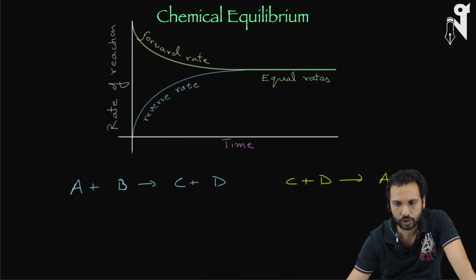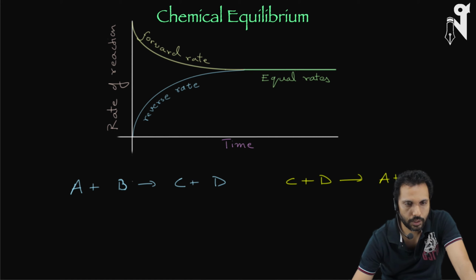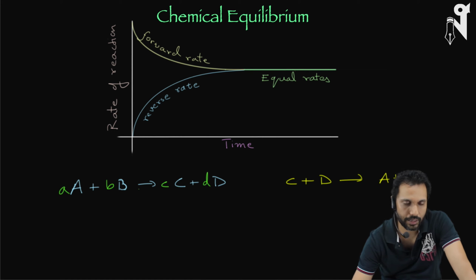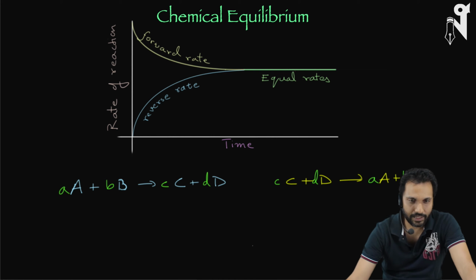Suppose that was a amount of A, b amount of B, like 2 amount of A and 3 amount of B, something like that. c amount of C and d amount of D. So while writing back, the stoichiometric ratio would be the same, obviously. So it is C, this is D, this is A, this is B.